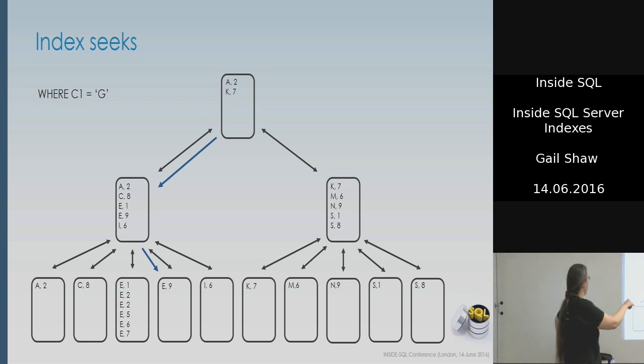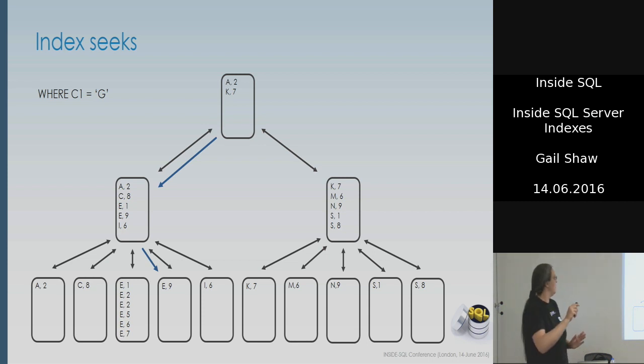So the query processor can be completely assured that once it's read the rows for G, if it encounters H, there are no more G's anywhere in this index. Done. Happy with that? Right.